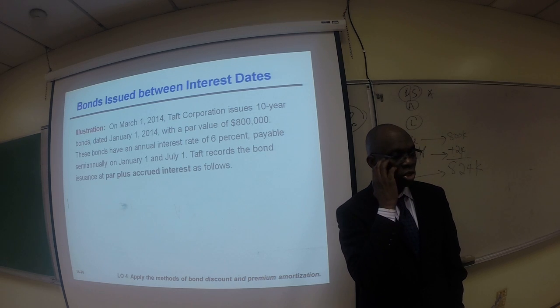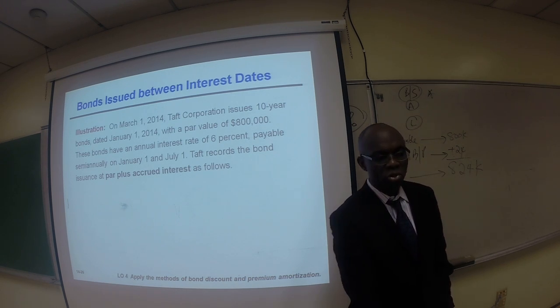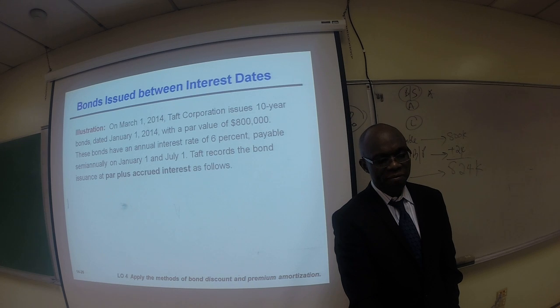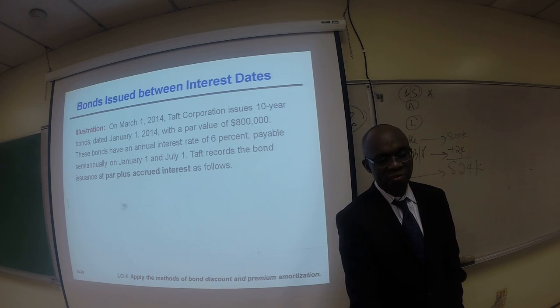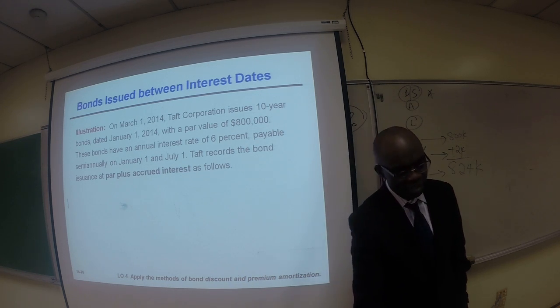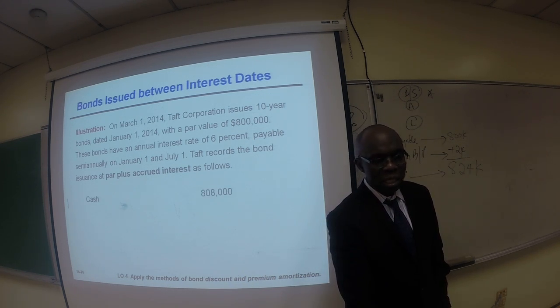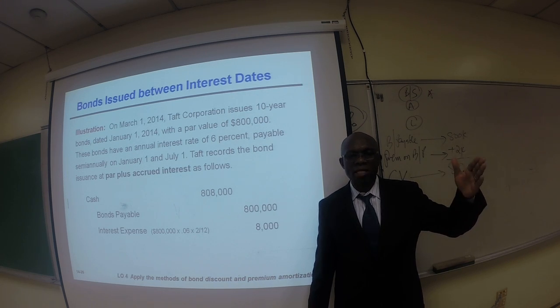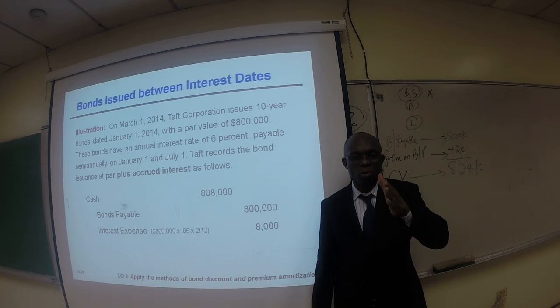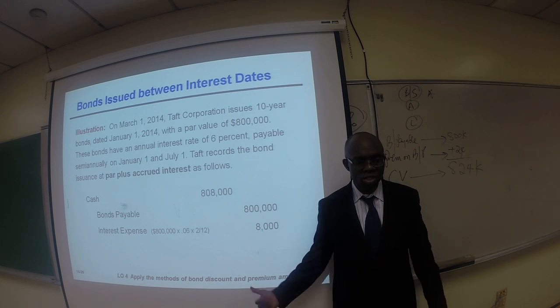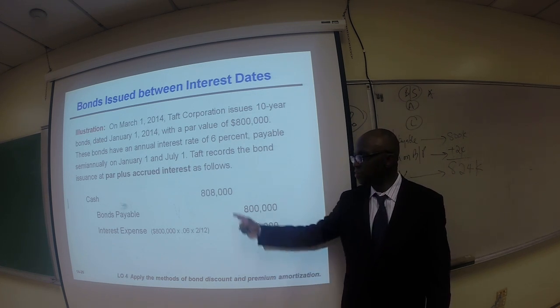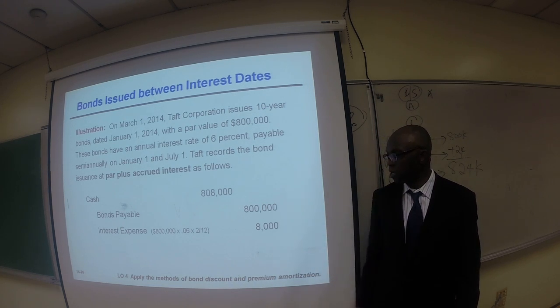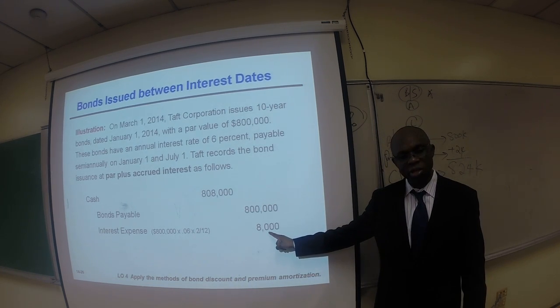Here is an illustration. So here on March 31st, T Corporation issued 10-year bonds dated January 1, 2014 with a par value of 800,000. These bonds have an annual interest rate of 6% payable semi-annually on January 1st and July 31st. So bond issue plus interest. So here's what happened. The interest between the last interest payment date and the date the bond was issued or sold was $8,000. So the company received $808,000, bonds payable $800,000, and the interest expense is credited for $8,000.